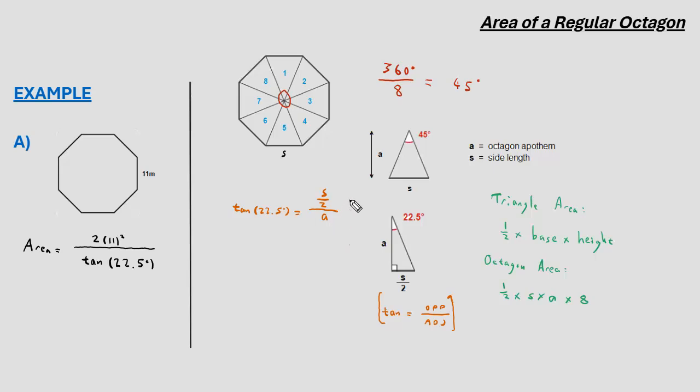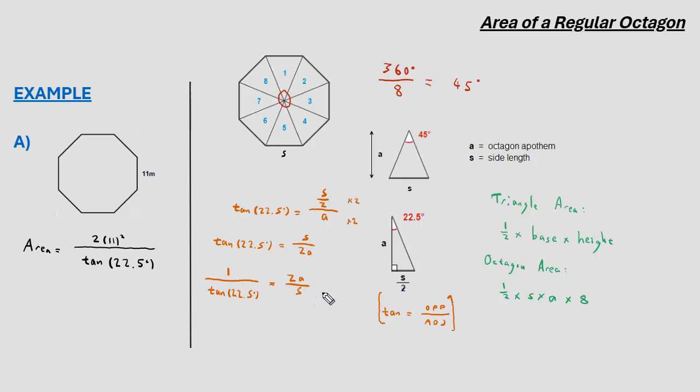Now it doesn't change the overall value of everything if we multiply top and bottom by 2 on the right side, which changes the appearance slightly. We will have S over 2A, and if we write 1 on the left side over tan 22.5 degrees, this flips around the right side, so we now have 2A over S here.